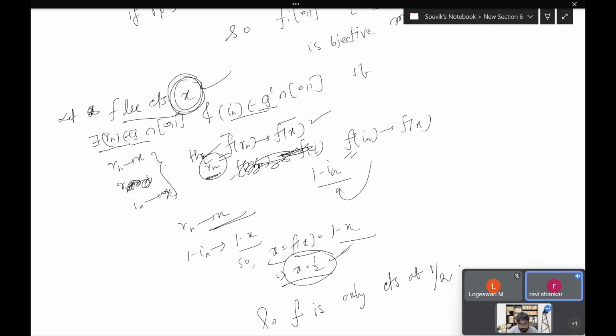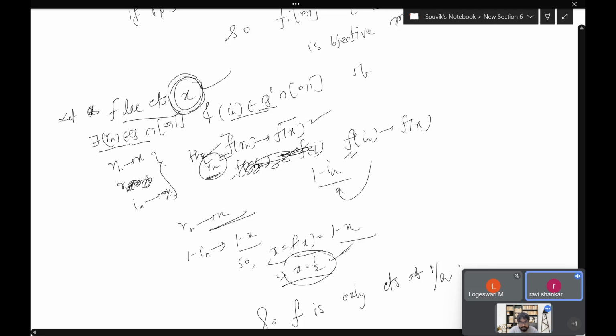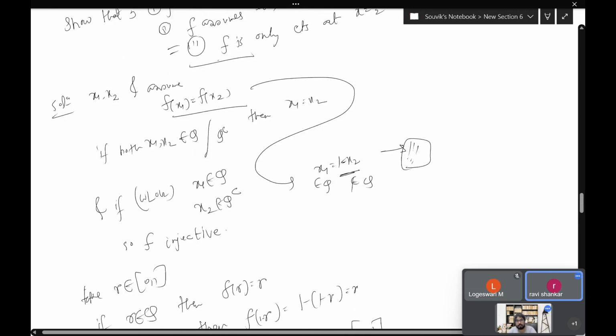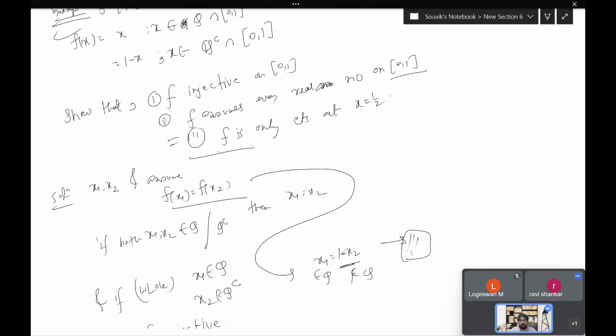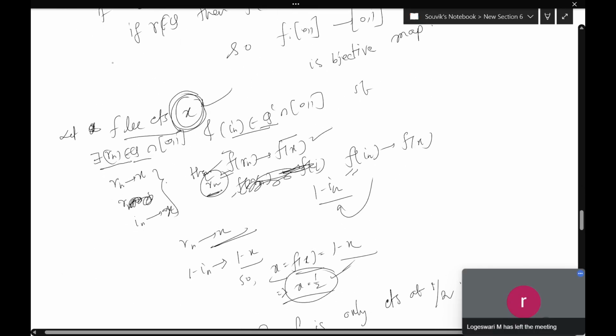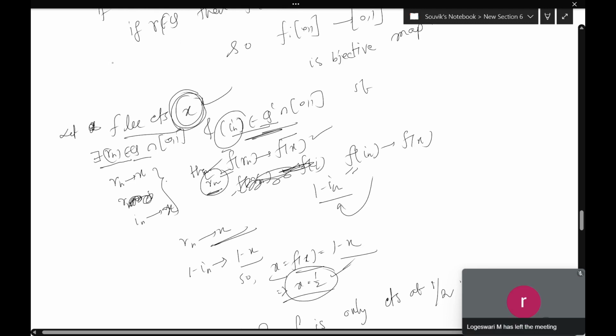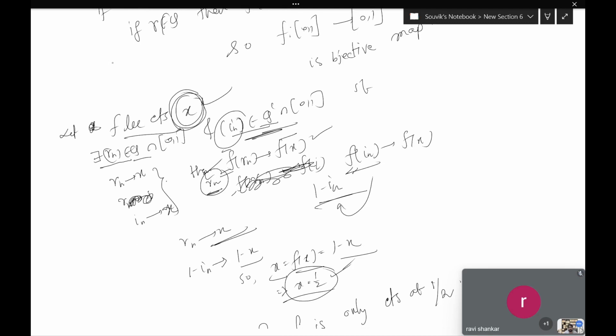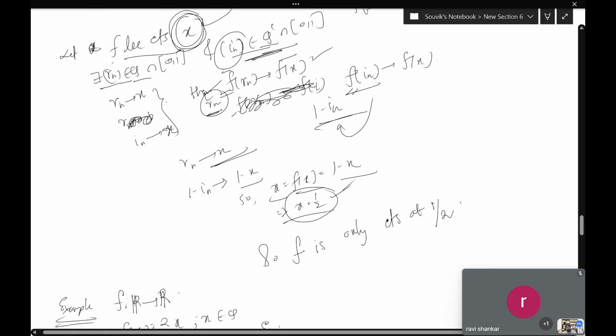Sir, this 1 minus i_n, is it given, or what is the value of f(i_n)? Look at the definition of the function. It is f(x) equal to 1 minus x when x is an irrational number, and we have chosen the sequence i_n from the set of irrationals. That's why f(i_n) is equal to 1 minus i_n. Understood? Okay, sir, correct. So in this way you can show that this f is continuous only at half.